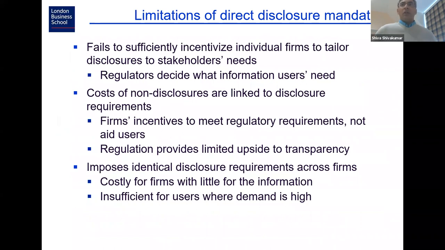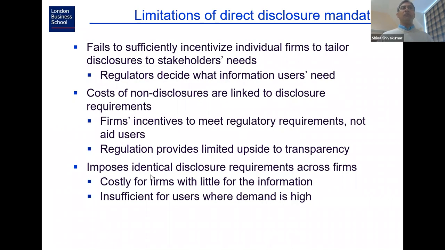So let's start with, what is the problem with the current approach to regulating disclosures? The first and the most common approach to regulating disclosures is the direct disclosure mandates. Under this approach, the SEC or any other regulator will simply tell the companies what they need to disclose. And that information that's to be disclosed is decided by the regulators. So the regulators have to step back, think what the users of that information need, then discuss with the firms whether they are providing such information, and then decide what is the most appropriate amount of information that has to be disclosed by the firms under their regulation.